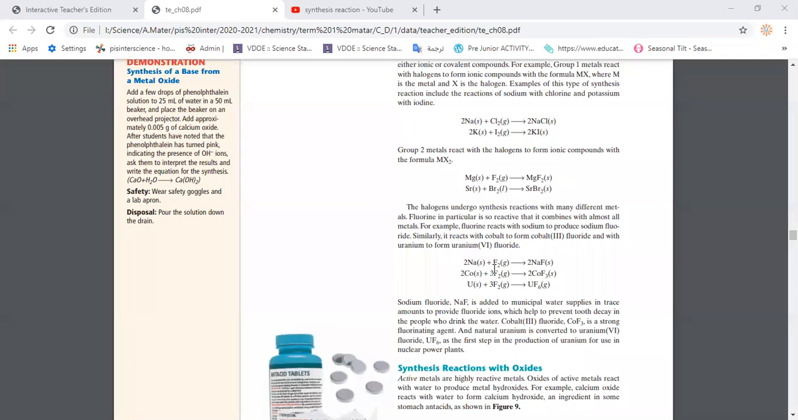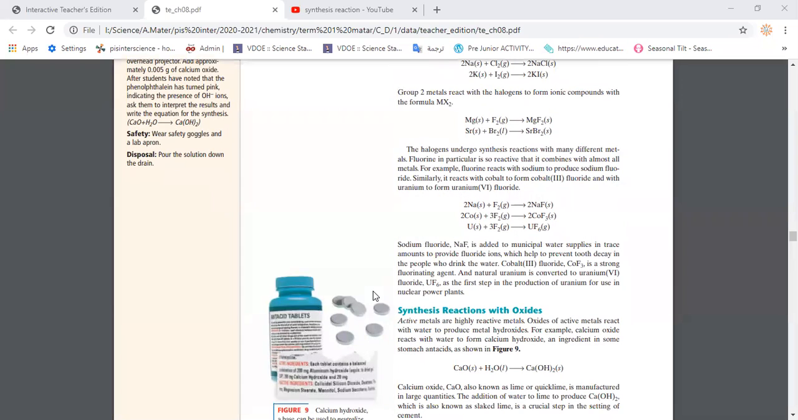So for example, it could react with sodium, producing sodium fluoride. It could also react with cobalt, producing cobalt fluoride, and with uranium, producing uranium fluoride, and so on. Like this, we find that fluorine reacts with all the metals. Here, group one, an alkali metal; cobalt, a transition metal; and uranium, one of the actinides, which is actually a radioactive material. So it reacts with the different metals found in the periodic table.